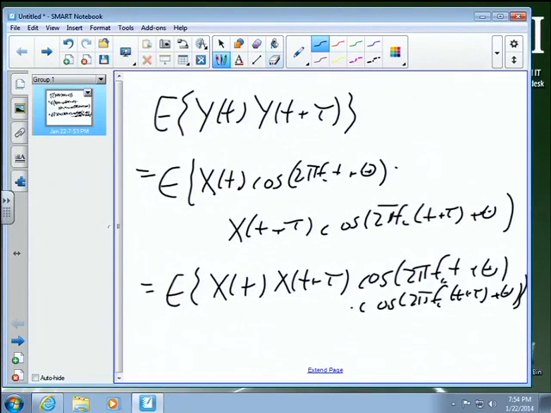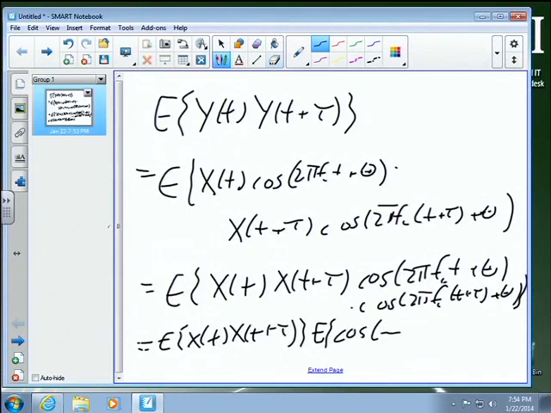Now, in a lot of cases like this problem, we can assume that the random process x of t is independent of the phase, which means by property of independence, the function of the random variable of the phase, theta, is also independent of x. So when you have something that's independent, you can take the expectation of the individual components separately. So what you end up getting is something that looks like this. This is a property of independence.